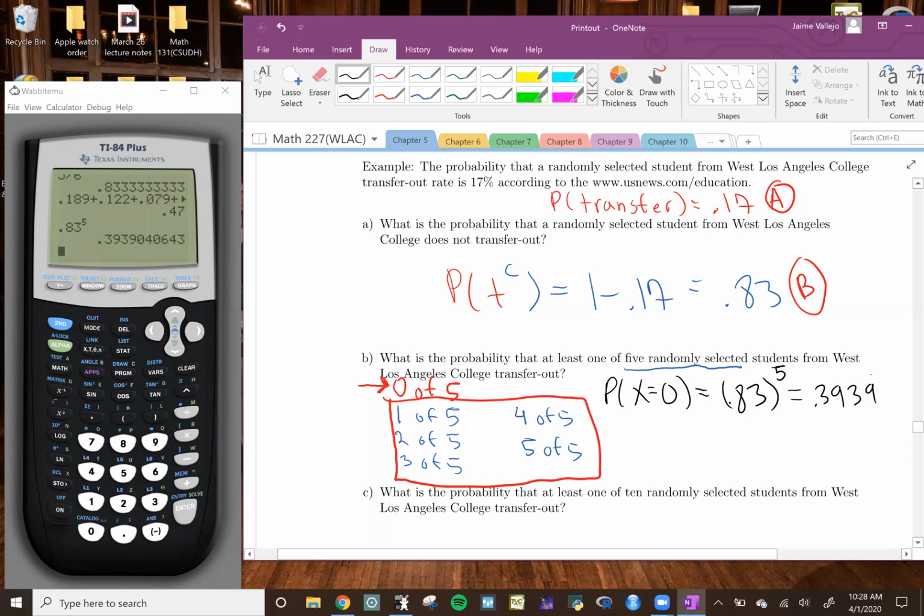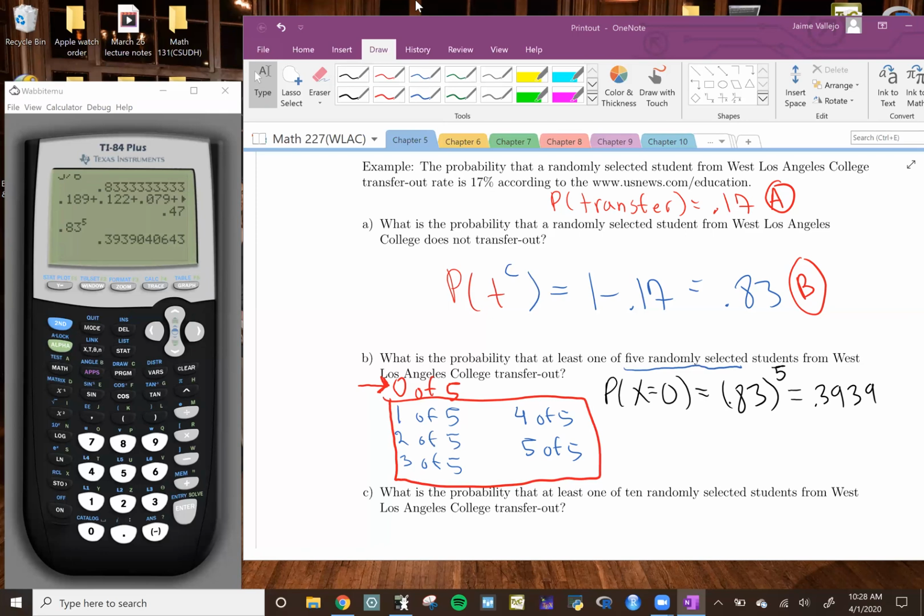So you get 0.3939. Everybody get how we got 0.3939? All right. So just remember, this is not the final answer because this is a probability none of them transfer out. But what we want to do, we want to find the probability at least one of them transfer out.